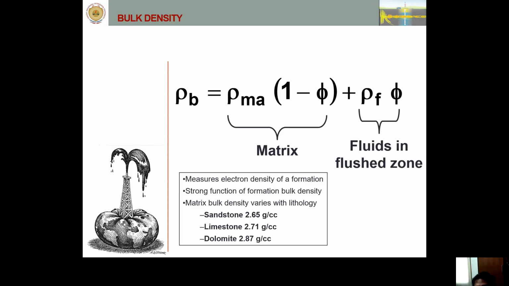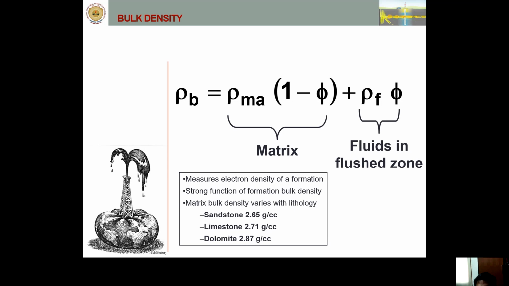Rho B is equal to rho matrix into 1 minus phi, plus the pore space filled by fluid, which is rho f into phi, where phi is the porosity. So rho B has two components: the matrix component and the fluids in the flush zone.